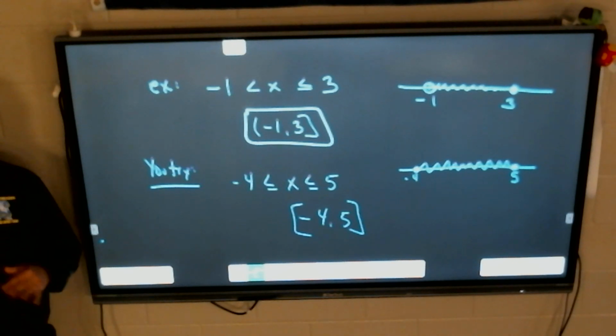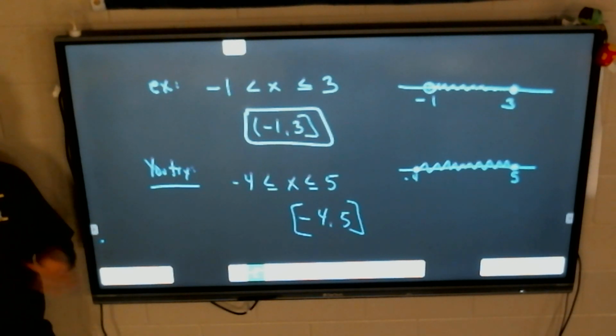All right. I'm kind of done with interval notation. Is there anything we need to go back over? Any kind of practice we need to go over? Okay. We're all at least a 3.